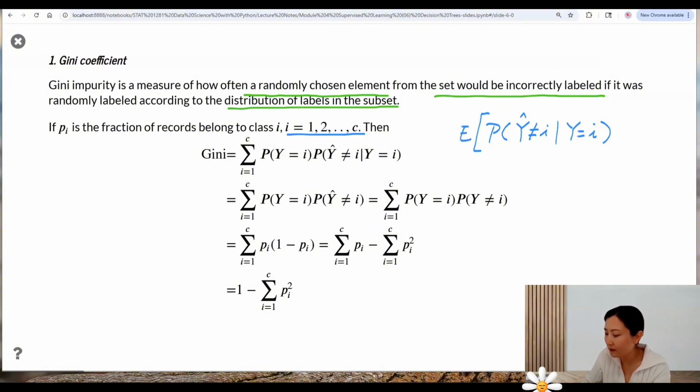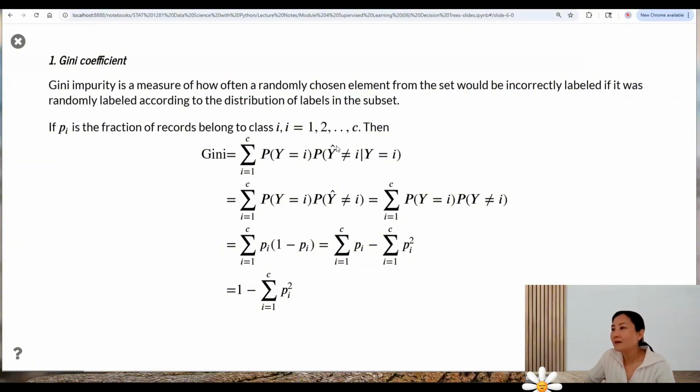So it is like an expected value of this one: the expected probability of Y being incorrectly assigned. This expectation can be denoted like this. So it is a weighted average of this probability, and the weights are the class probabilities for each class, i from 1 to C. Okay.